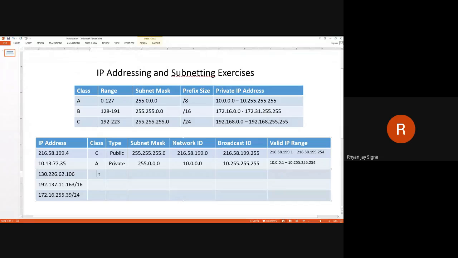So the third example, 130.226.62.106. Which class is it? Class B. Okay. So is it private or public?